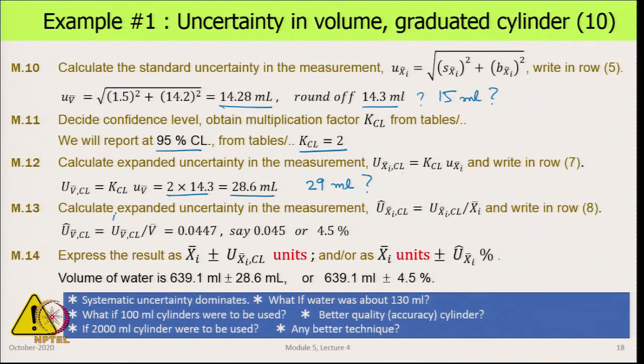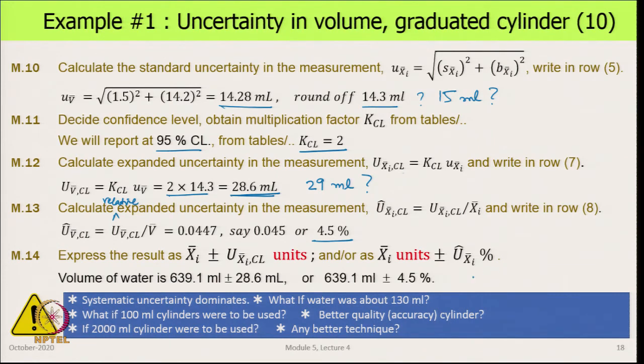Finally, the relative expanded uncertainty in the measurement U hat, which is relative to the mean value. In the numerator, it is 28.6 divided by the mean value, 639.1, or plus minus 4.5%. Finally, our answer: volume of water is 639.1 milliliters plus minus 28.6, or 639.1 milliliters plus minus 4.5%.